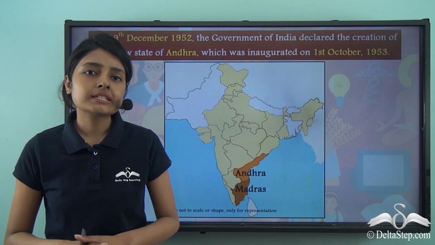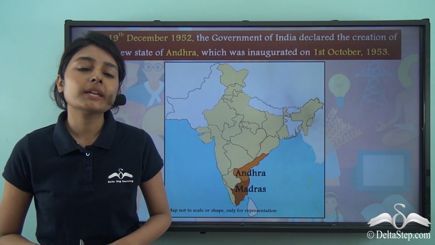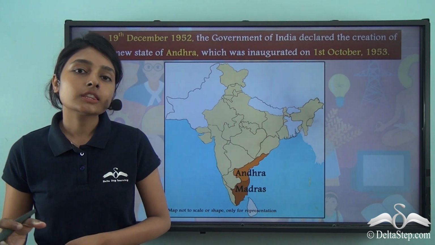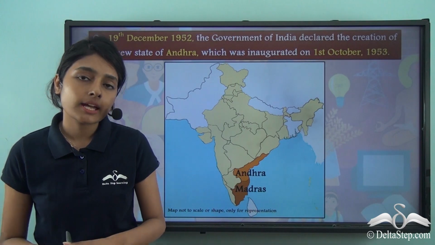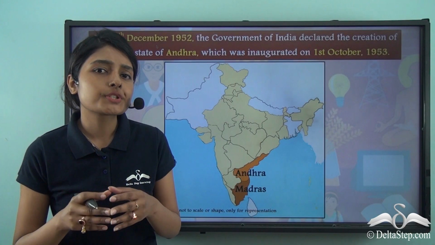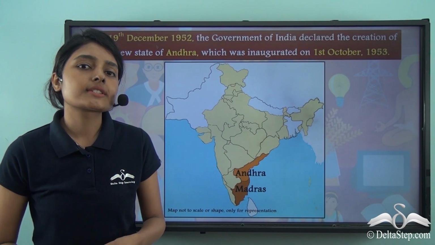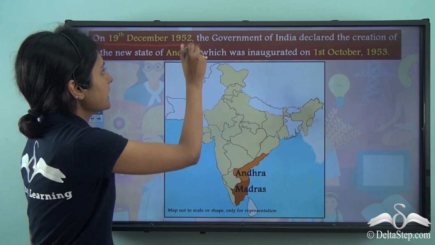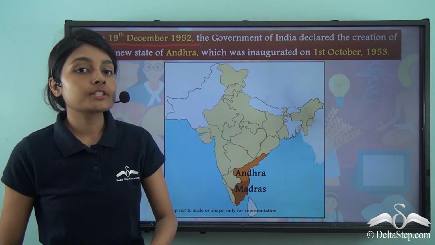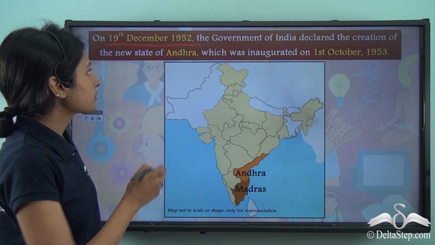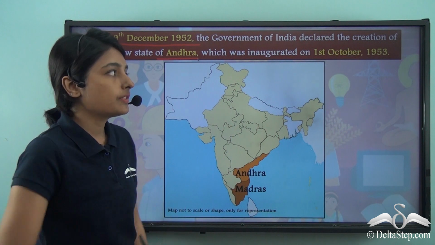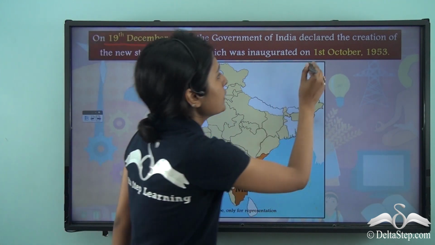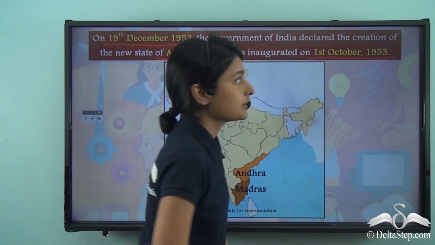The government of India saw that it would no longer be able to not take into account the revolt and the protests that were happening there. So the government had to do something. It had to come up with a solution, and finally, on 19th December 1952, the government of India now declared the creation of the new state of Andhra. And Andhra was officially inaugurated on 1st October 1953.